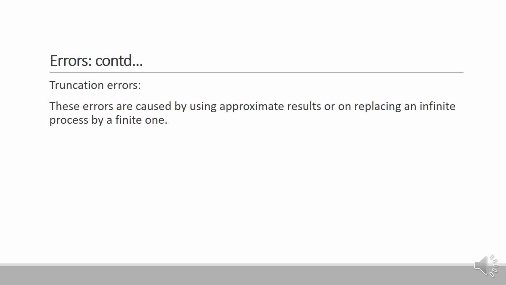Third type of error is truncation errors. These errors are caused by using approximate results or on replacing an infinite process by a finite one. For example, if you have the sin x series, then you can just truncate accordingly from the first term, second term, third term, etc. Next, let us learn about 3 errors: absolute, relative and percentage errors.